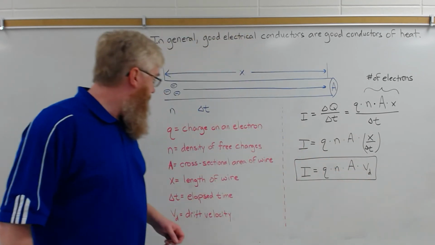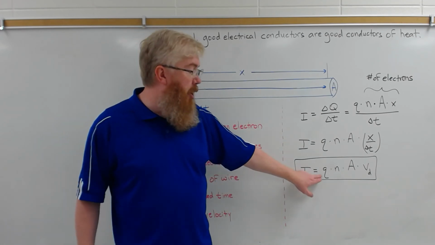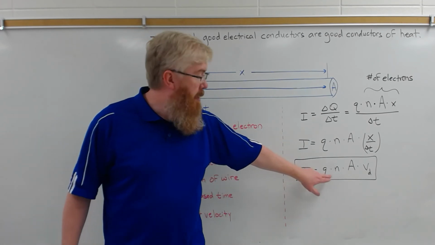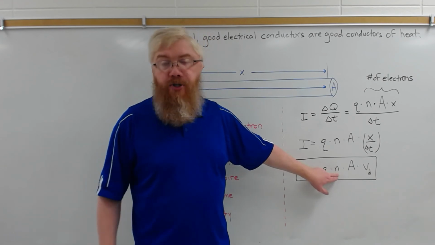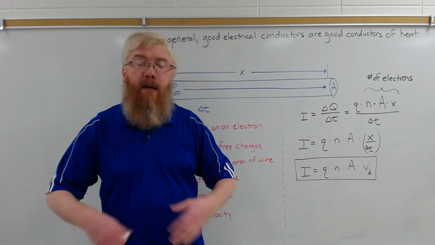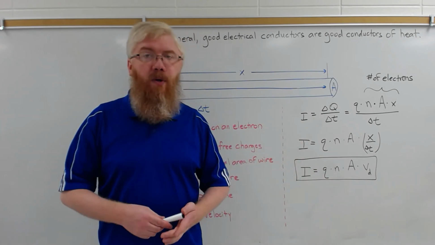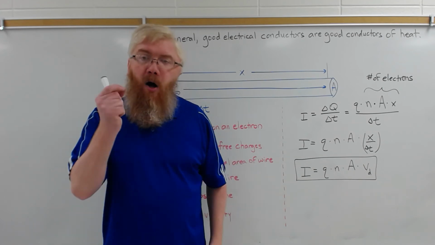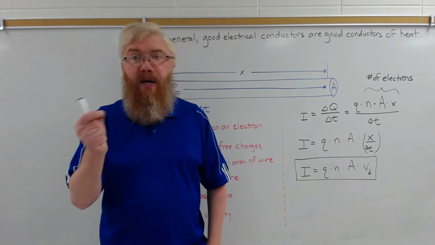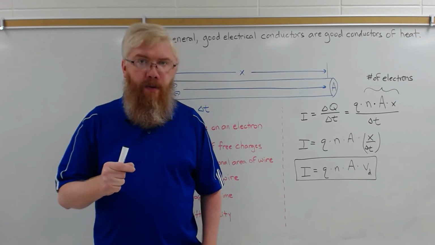So, if you want to know the current in a wire, it's related to the charge on an electron, the number density of charge carriers or electrons in the material you're using. This Q always stays the same. Q is the charge on an electron. That's 1.602 times 10 to the minus 19 coulombs always. All electrons have the same charge. They're ubiquitous. You cannot tell one electron from another. They're identical in charge.